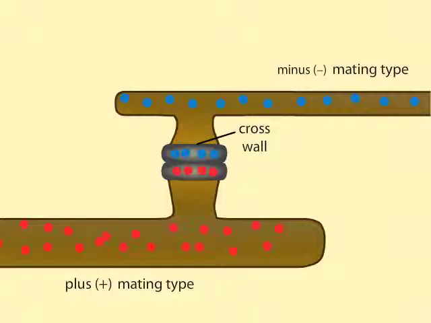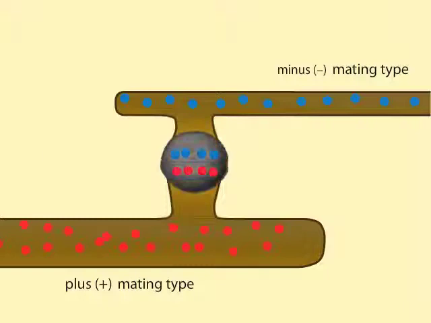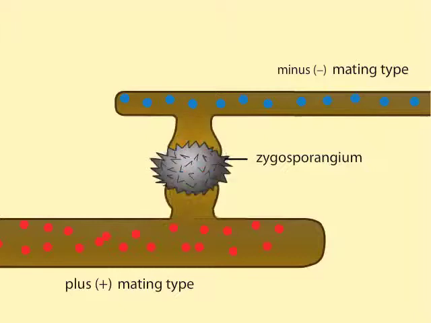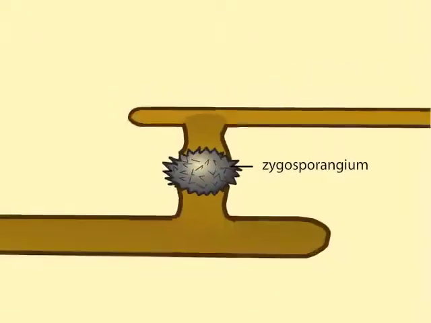The nuclei are now isolated in sexual structures called gametangia. These gametangia fuse and the nuclei inside pair up. The pairs of nuclei eventually fuse as well, and the entire multinucleate structure becomes a zygosporangium. The zygosporangium develops a thick, tough wall and can remain dormant for months.